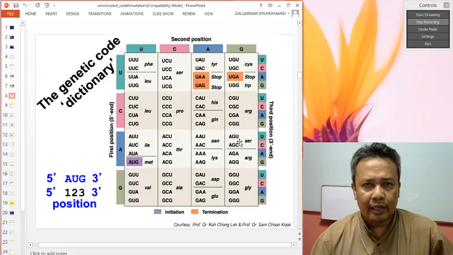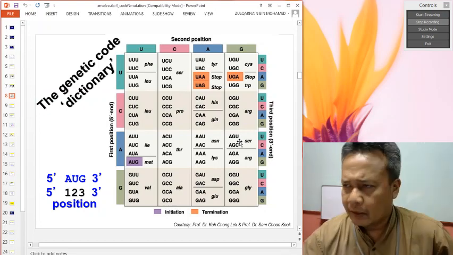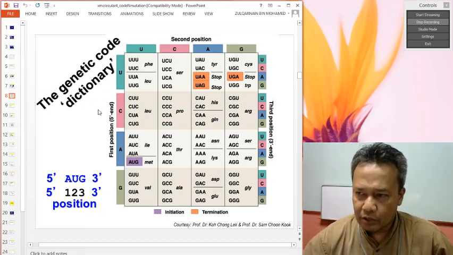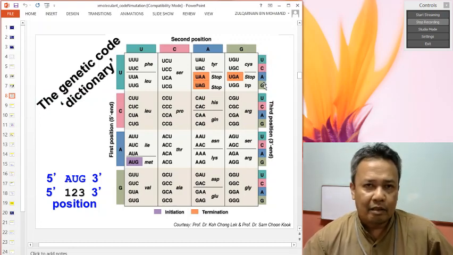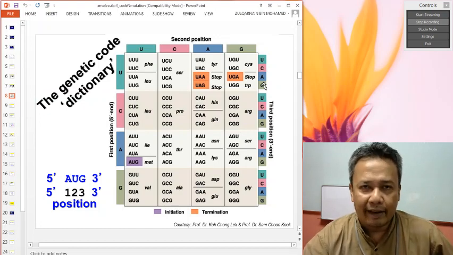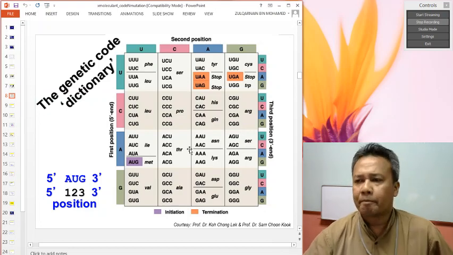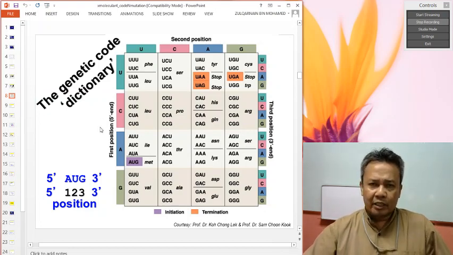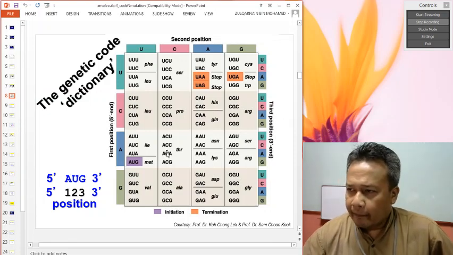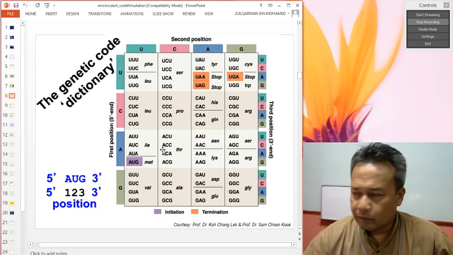Now, here is the genetic code, or sorry, this is a codon table. If you look at the codon table, it is standard. It is always arranged as UCAG, UCAG, UCAG. Any book, you don't make your own table or you'll get confused. So this will be the first position, second position, and third position. We'll look at the code in more detail later.